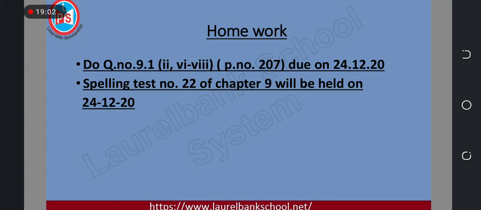After that I am going to assign you homework in which you have to do question number 9.1, parts 2, 6, 7 and 8, given on page number 207, and the date of submission that I am going to announce is 24th of December. The spelling test number 22 of chapter 9 will also be held on 24th of December. And if there is any query related to this chapter, then you can ask in your related groups.